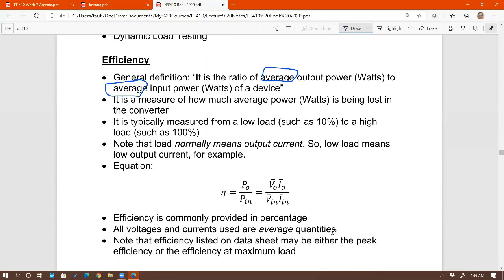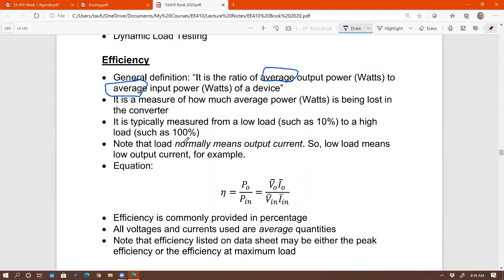Mathematically, it's given by this equation. Efficiency is equal to P out over P in. Now, since we have DC to DC, the calculation will be straightforward. You don't need to deal with RMS values. Everything here is average values. You can see the bar on top of each of these parameters: V out average, I out average over V in average times I in average. These are all average values.